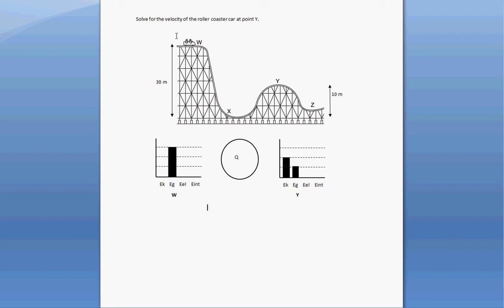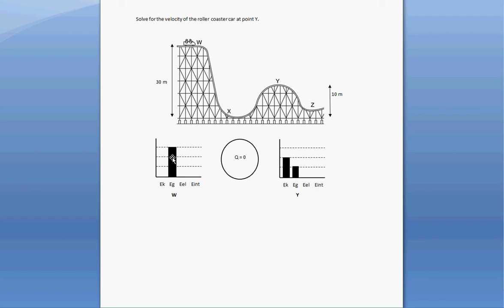There's no discussion of energy leaving or entering the system of any kind, so we're just going to go ahead and say that Q equals 0, which represents no energy into our system from outside sources, and also no energy out of the system to outside sources. Alright, so we're going to use this energy bar graph to make our equation.